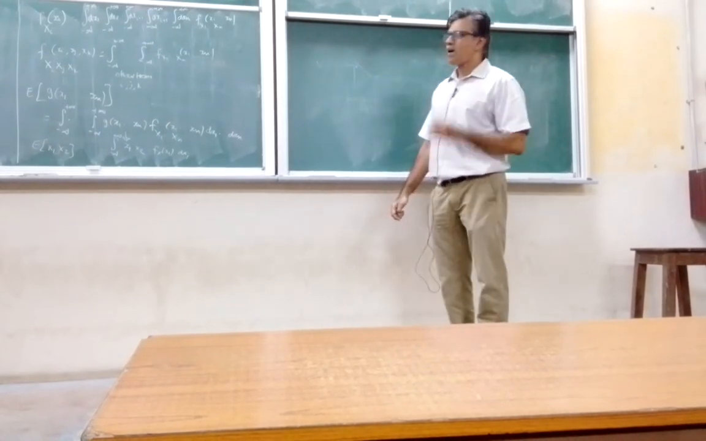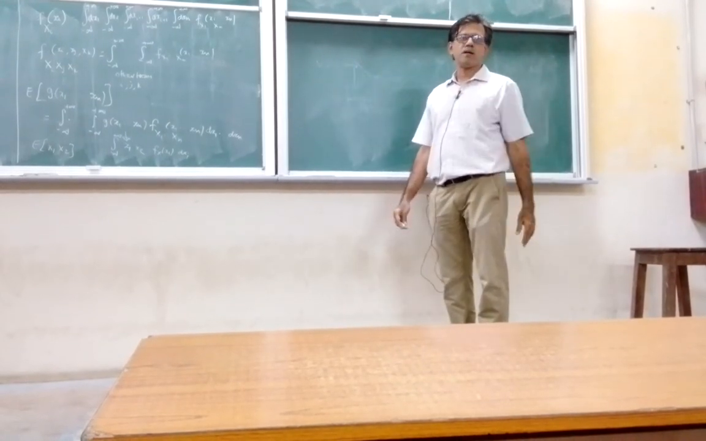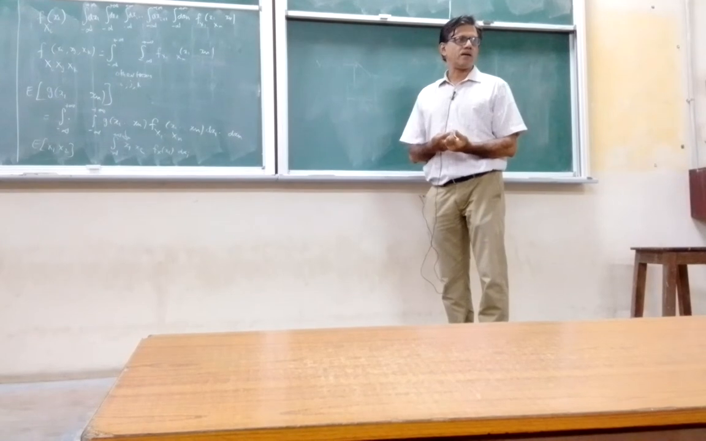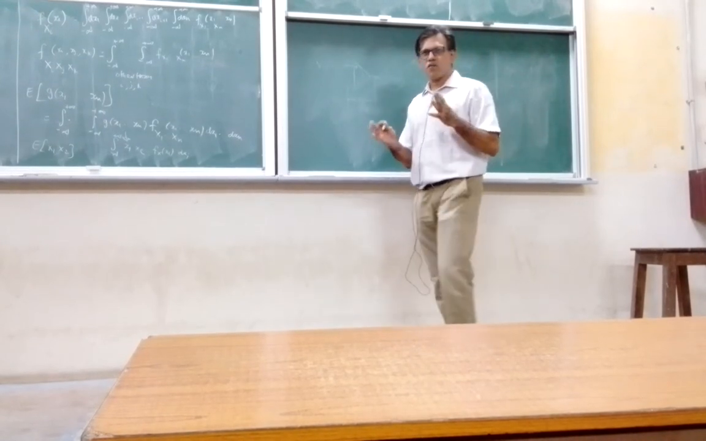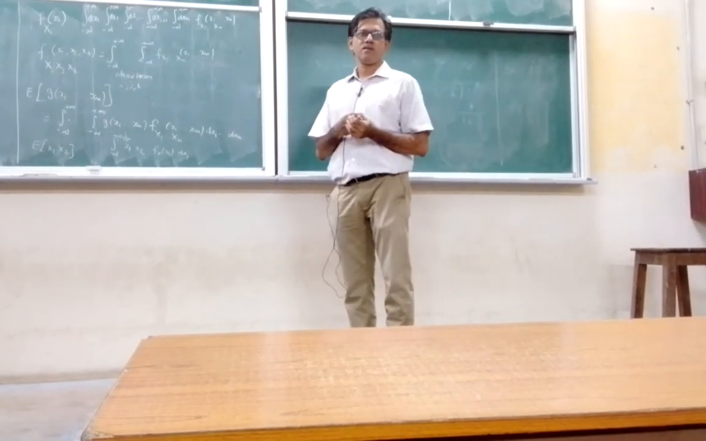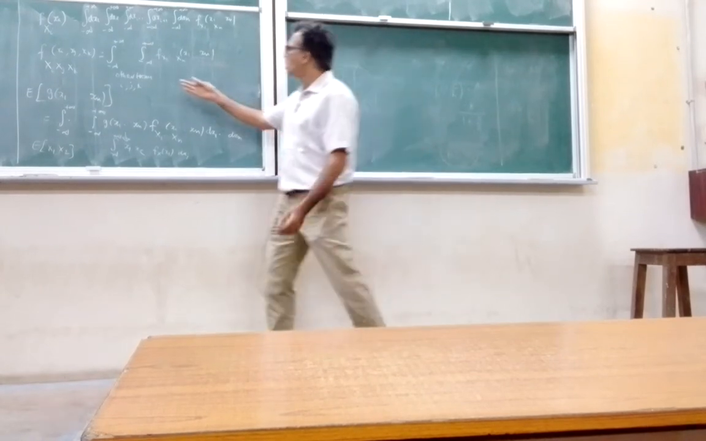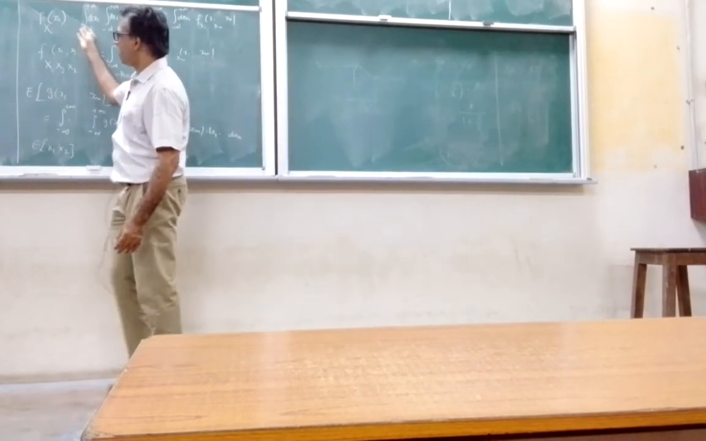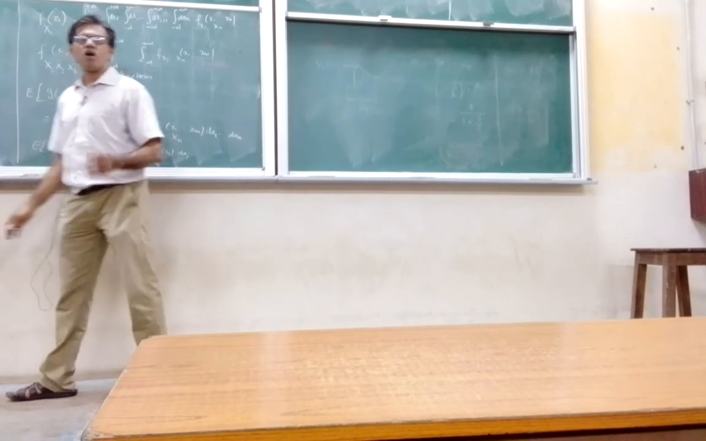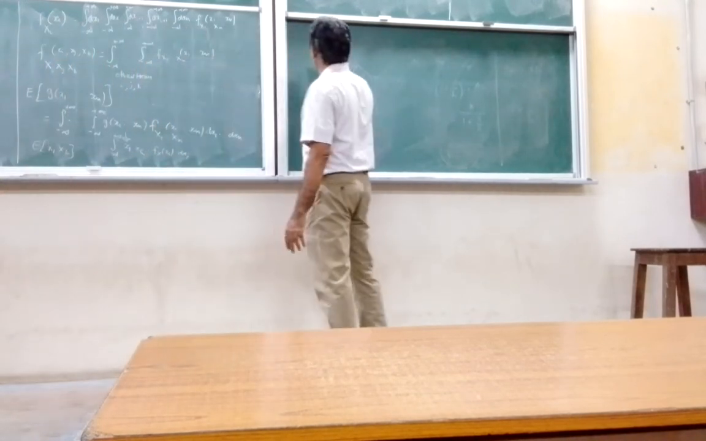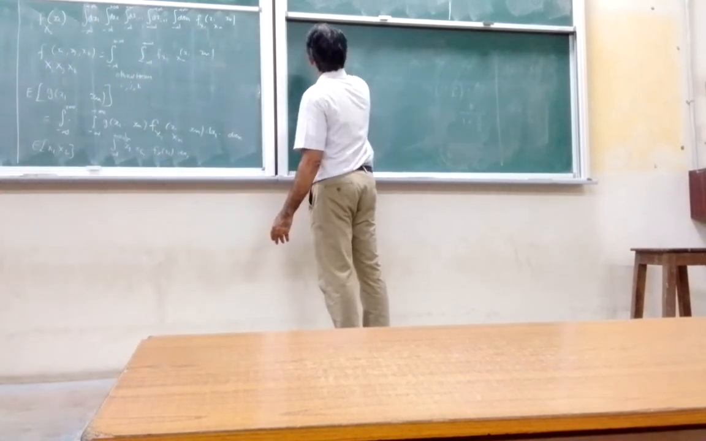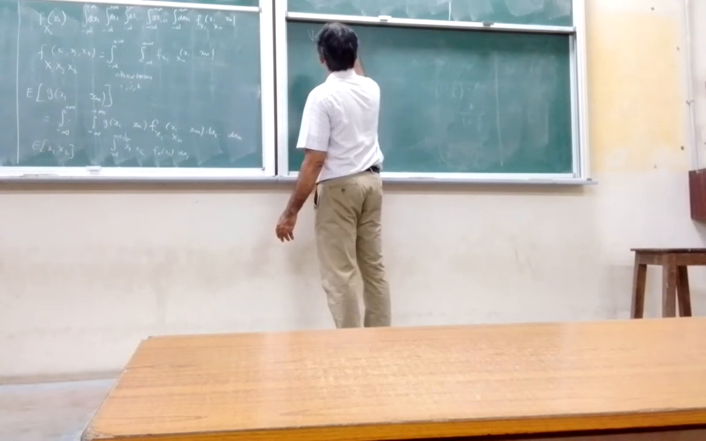Now we are all set to introduce the notion of random vectors. That is just for the compactness of representation, instead of unnecessarily having so many variables. Then what we can do is define a vector of random variables.